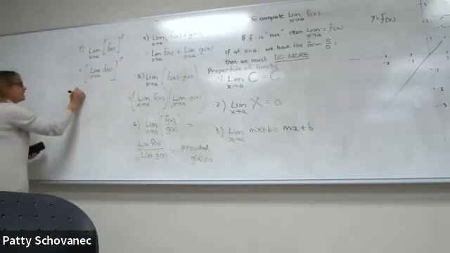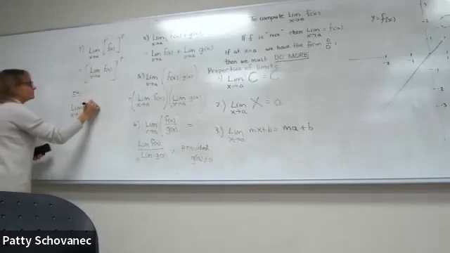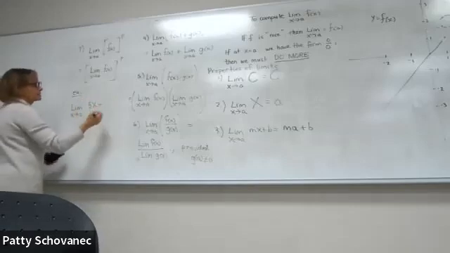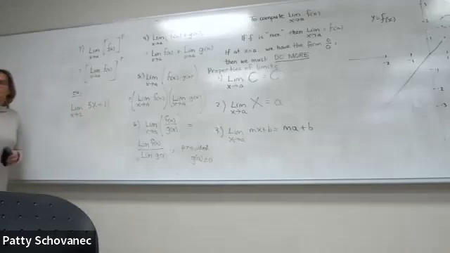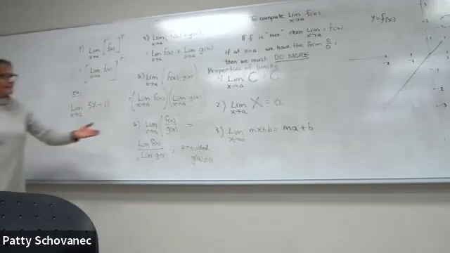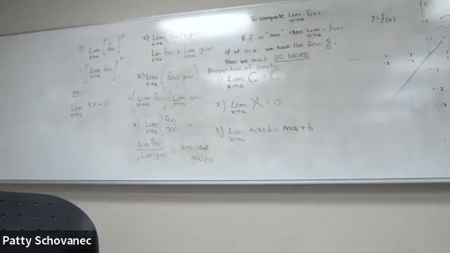Suppose I want to say, take the limit as x goes to 2 of 5x plus 11. That's this guy, y is equal to mx plus b. So if I take that limit as x goes to 2, I should get 5 times 2 plus 11. 10 plus 11 is 21.